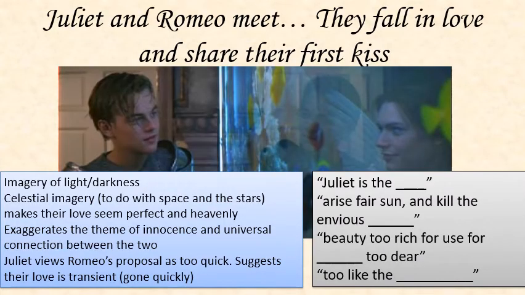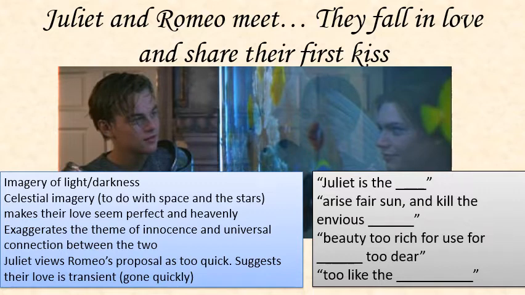In the moment where Romeo and Juliet meet, who says these things? Juliet is the sun, arise fair sun and kill the envious moon, beauty too rich for use, for earth too dear, too like the something. So the top three are all said by Romeo.